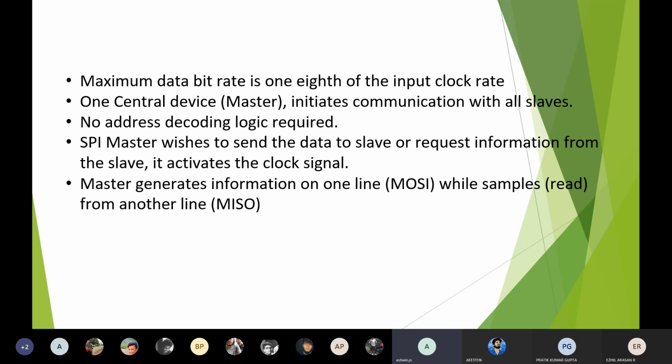So it will work as full duplex. Why? Because we have two separate lines, we are able to send and receive the data at the same time.